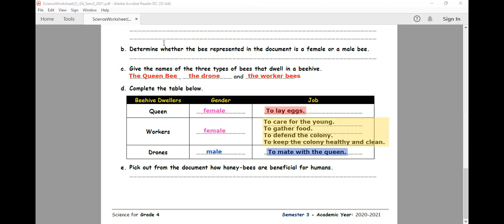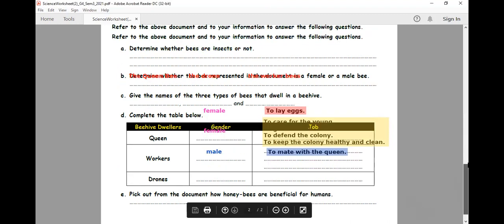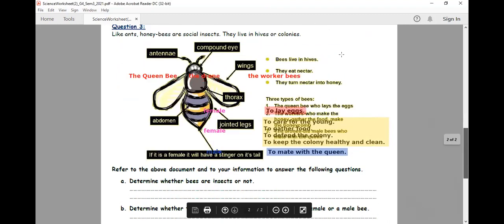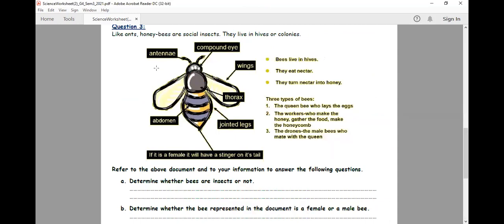Okay. Check out the document: how honeybees are beneficial for humans. Look here. How do bees help us? How are they beneficial for us? What do they give us? Honey. They give us honey.